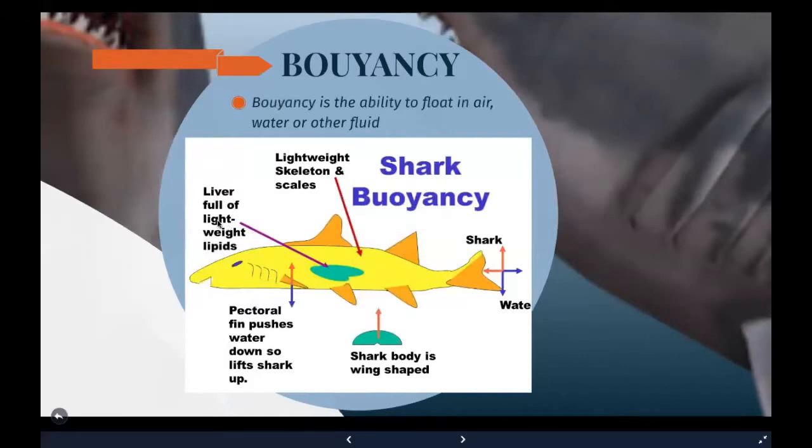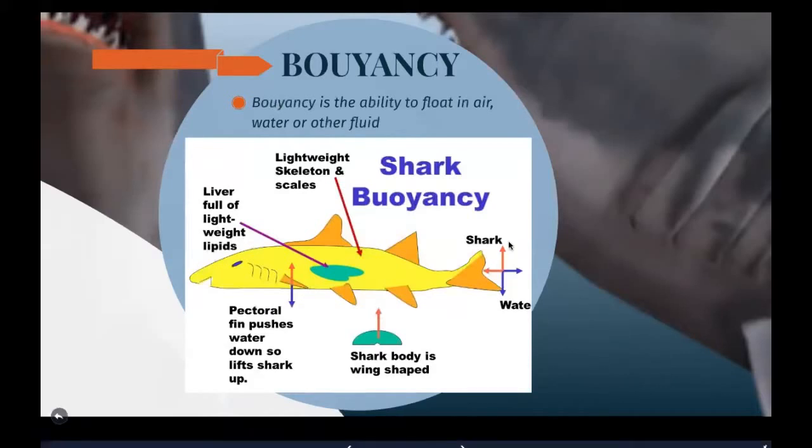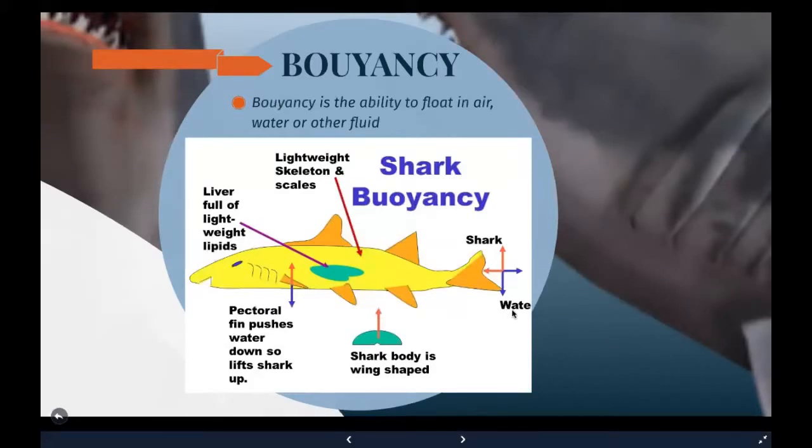They have a liver full of lightweight lipids. Pectoral fins push the water down, so this gives the shark lift in water. Also, its body shape, right? This little diagram is showing how the body shape aids in torpedoing it through the water. And this word here is supposed to be water. So also its tail is very important in pushing it through the water.